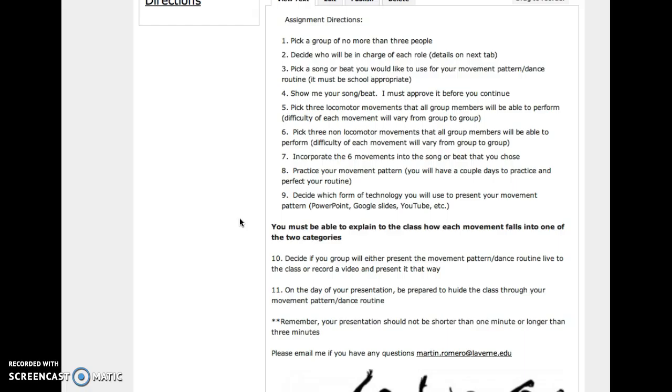From there on, they basically follow the rest of the steps, and they can always ask me questions either in class when we're working on it or through email. As you can see, I included my email down below.